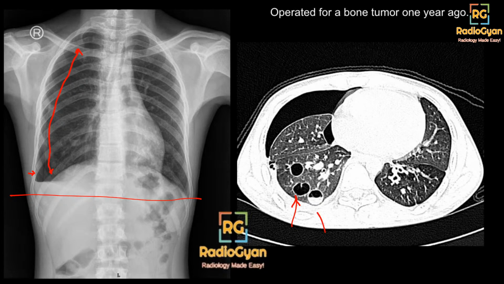What happens is that in osteosarcoma, the metastases are peripheral and they are cavitatory, so these can burst open into the pleura, and that can give rise to pneumothorax. So this patient had an osteosarcoma, and these were cavitatory mets from osteosarcoma causing pneumothorax.